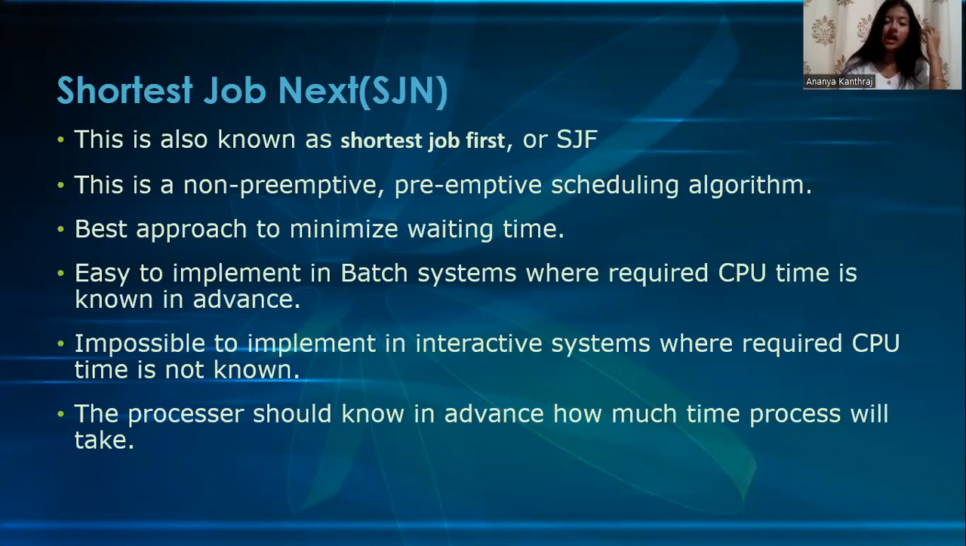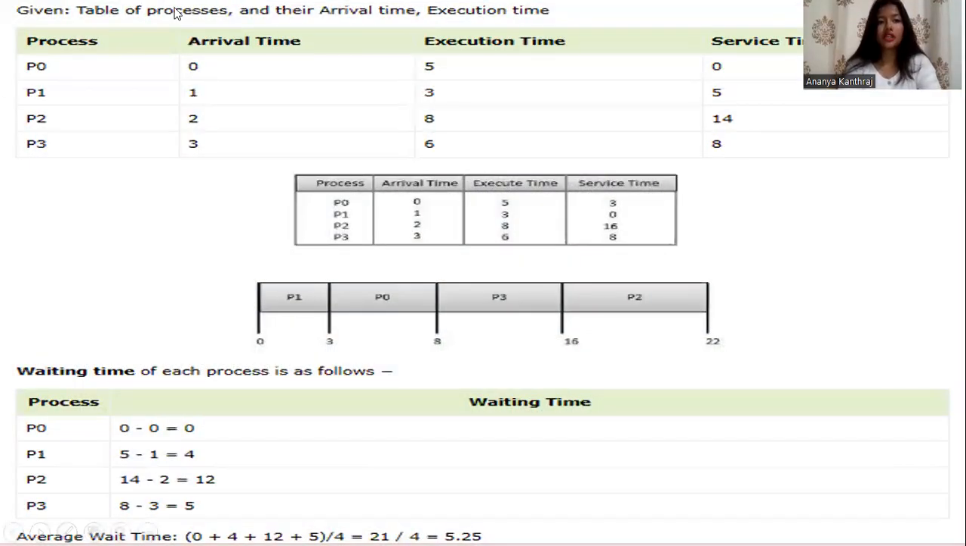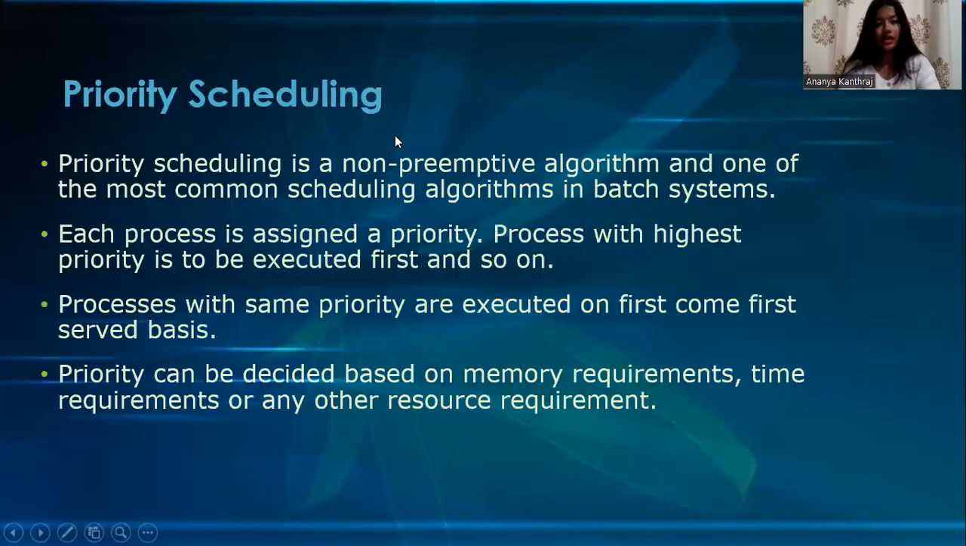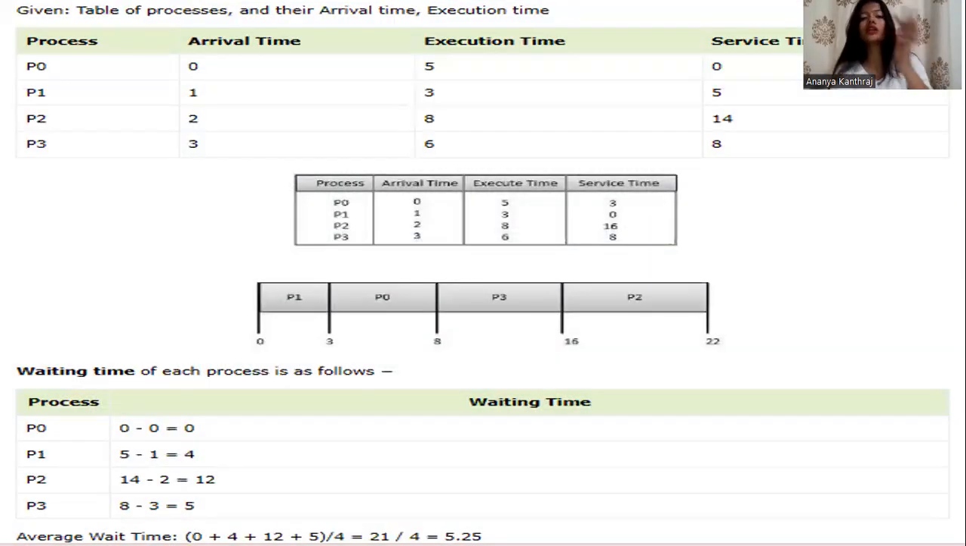Let us look into the example mentioned above. It's a given table of processes and their arrival times. Looking into the example, we can schedule the exact shortest job next of the given example. Let us look into priority scheduling. Before that, let's move into the example mentioned here. The arrival time, the execution time, and the service time are mentioned, and we have to calculate the waiting time of each process.